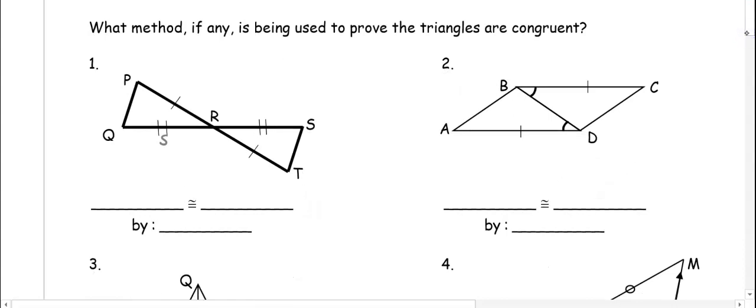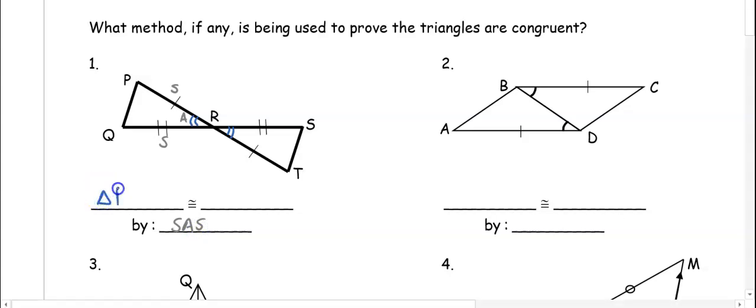So what method, if any, is being used to prove the triangles are congruent? In number 1, we have 2 sets of sides that are marked congruent already. We have PR is congruent to TR, and we have QR is congruent to RS. Because it's a bow tie problem, we can also mark that our vertical angles are congruent. So in this case, we would have the method side, angle, side. So we can write our congruency statement.